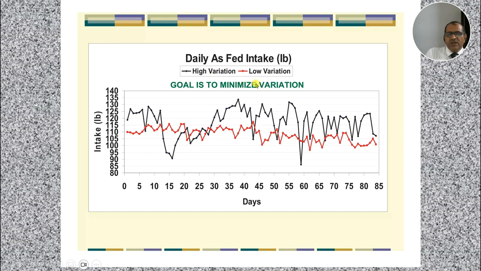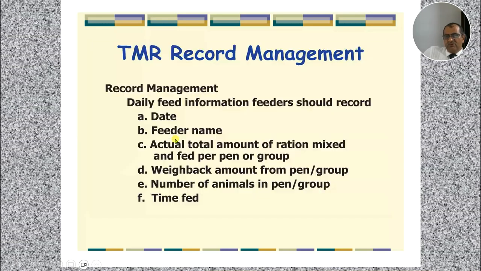So here the first one, in black, is very high variation, and the red one is low variation in the feed mix. Hence we need to minimize the variation, just like the red line here. Throughout the day and the lactation, it should be kept very constant always.